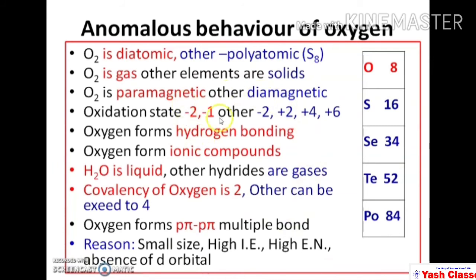Now what is the reason for the anomalous behavior of oxygen, or why oxygen shows different characters than the other elements? The reason for this is, oxygen has too small a size as compared to other elements. Its ionization enthalpy is very high as compared to others. Its electronegativity is higher than the others. And most important thing is, in case of oxygen, d orbital is absent. And this is the reason why oxygen shows anomalous behavior.